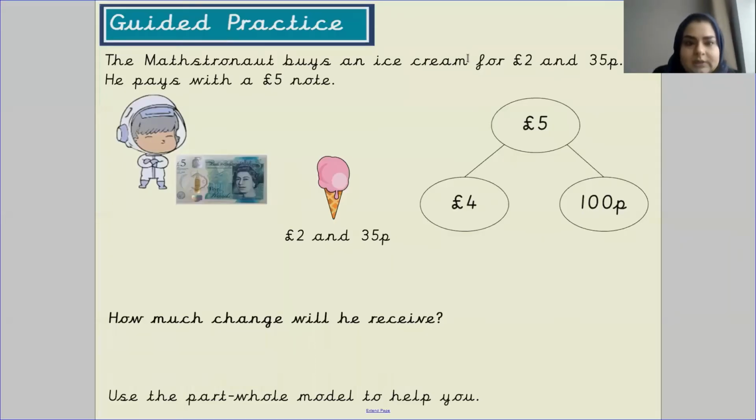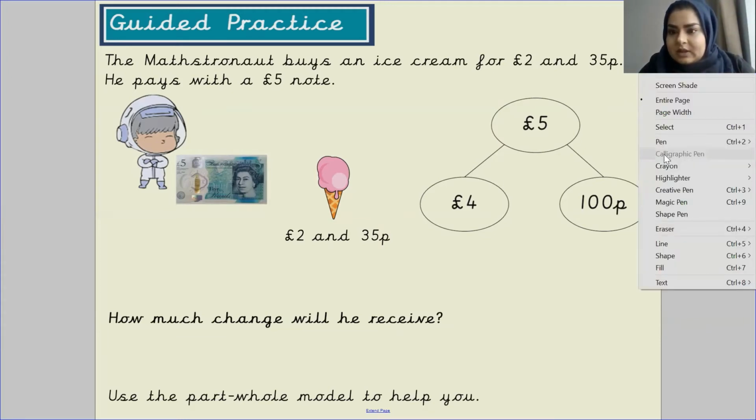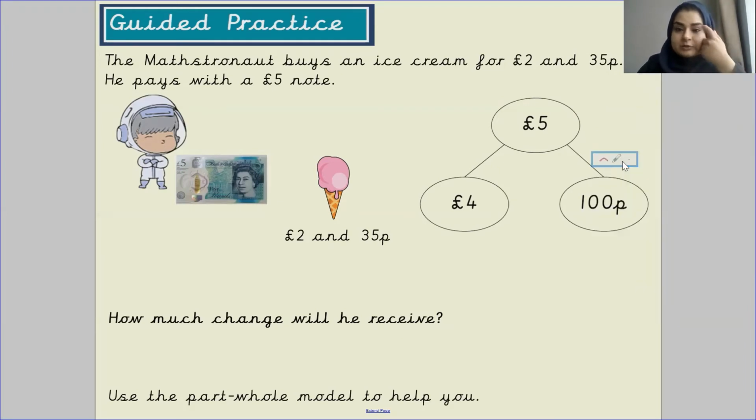So the ice cream cost £2.35 and the mathstronaut had a £5 note to pay with, which means he will be getting change back. If you look over here, I have £2.35, and my £5 has been split into a part whole model with £4 here and 100 pennies there. So it's easier for me to subtract the pounds and then the pennies.